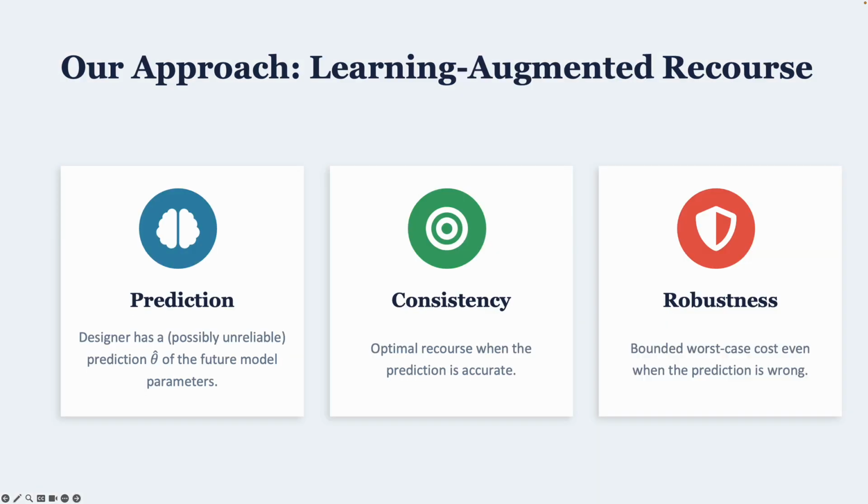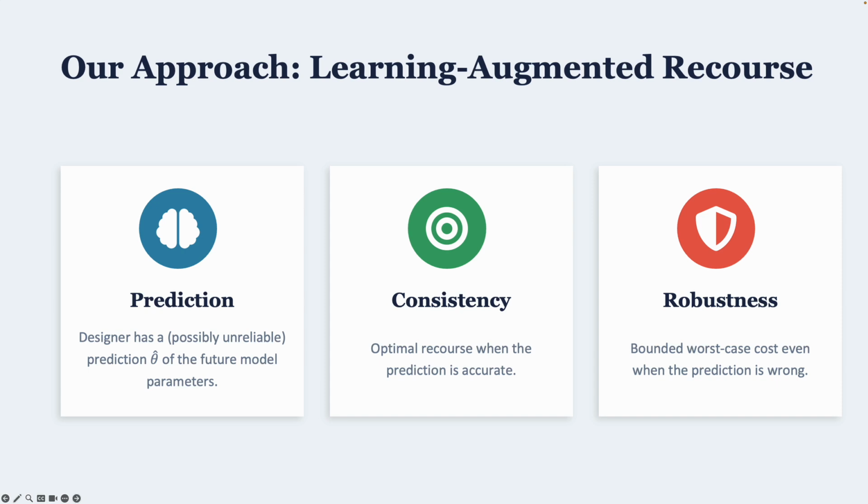Our approach uses the learning augmented framework, which is part of a broader movement in algorithmic design called beyond worst case analysis. The idea is straightforward. Traditional robust approaches like ROAR assume the adversary has full power and the designer has zero information. That's the worst case, and it leads to overly pessimistic, expensive solutions.